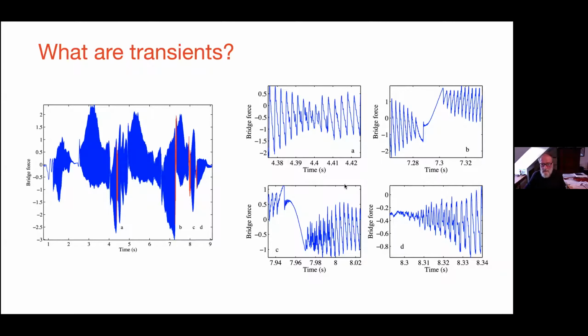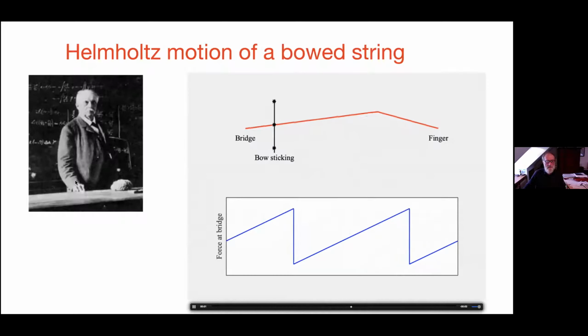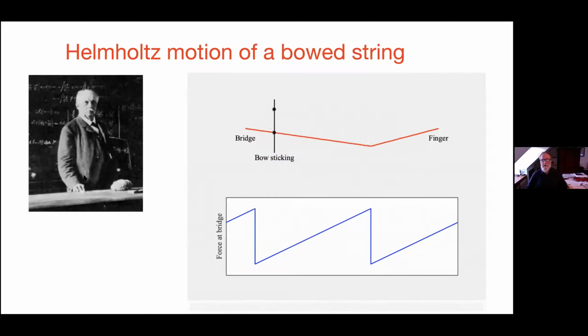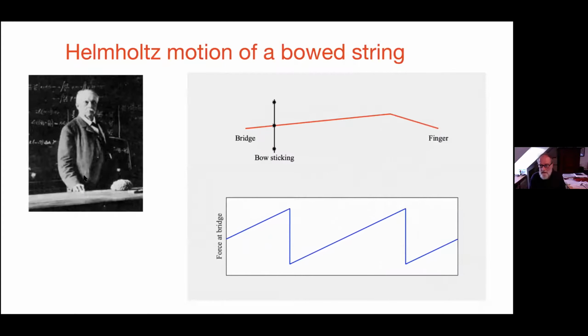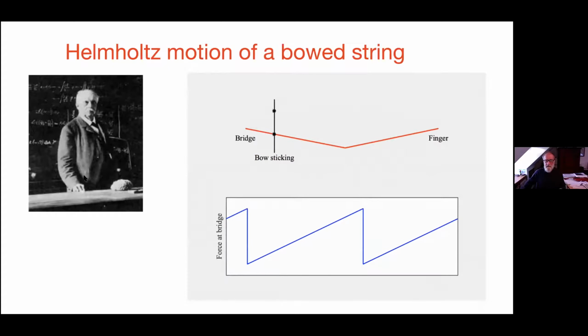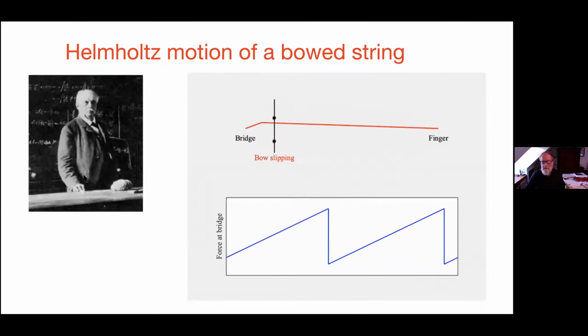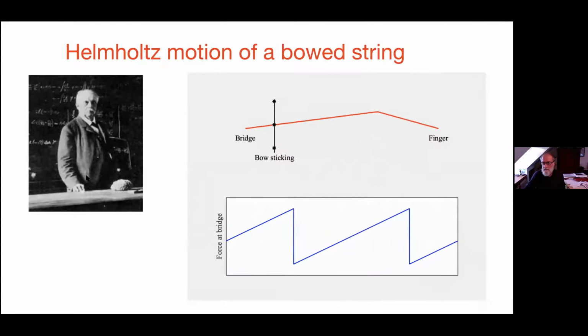Now, in order to understand what these waveforms are, you need to know something. A lot of you will know this already, but you have to see this anyway. You need to know roughly what happens when you bow a string. So this is Helmholtz. He was the first one who discovered this back in the 1870s. And this is the ideal version, but I hope this video is playing all right for you.